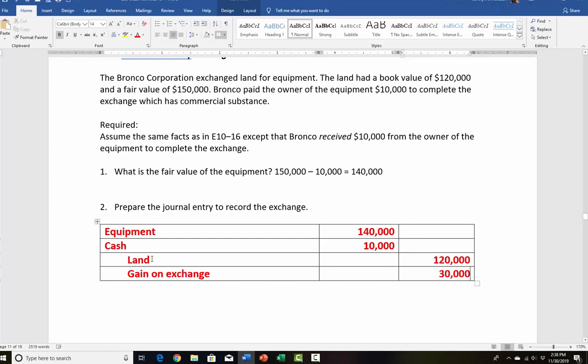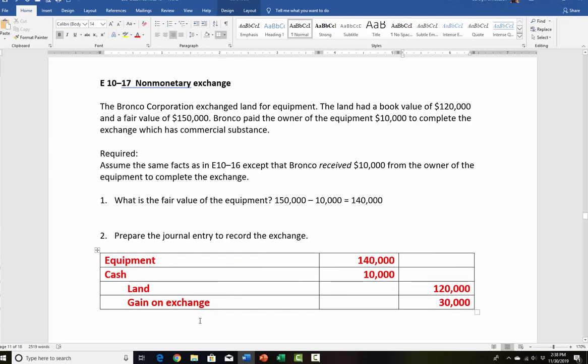Okay? Again, check your debits, 150. Check your credits, 150. And all is well. Okay, that is how you record the simplest of the non-monetary exchanges. I hope you find that helpful in your studies.